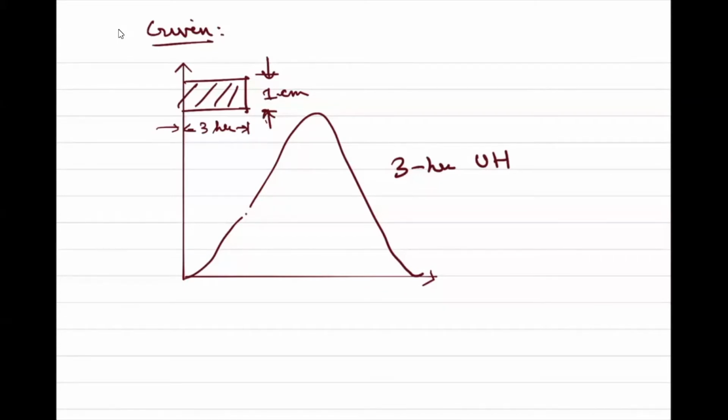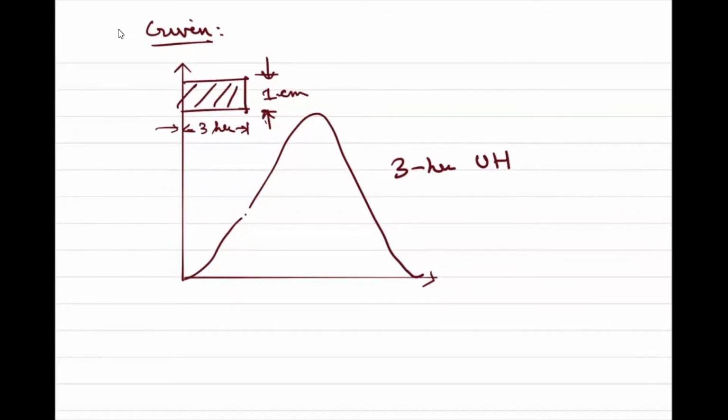I am interested in a 9-hour unit hydrograph. So what I will do, I will lag this. If I am interested in a 9-hour unit hydrograph, that means precipitation should happen over 9 hours. That's what it means by definition.